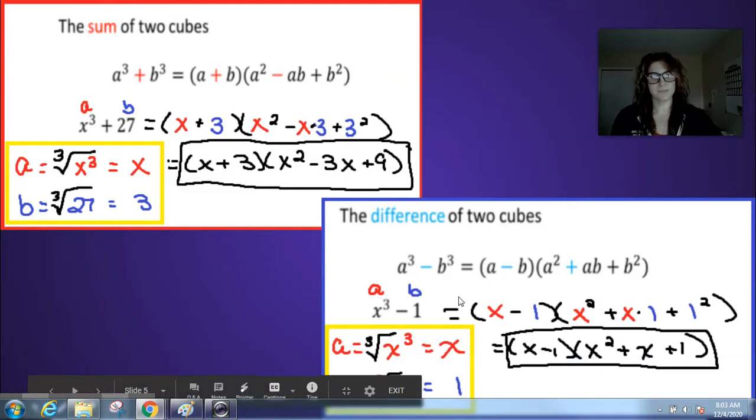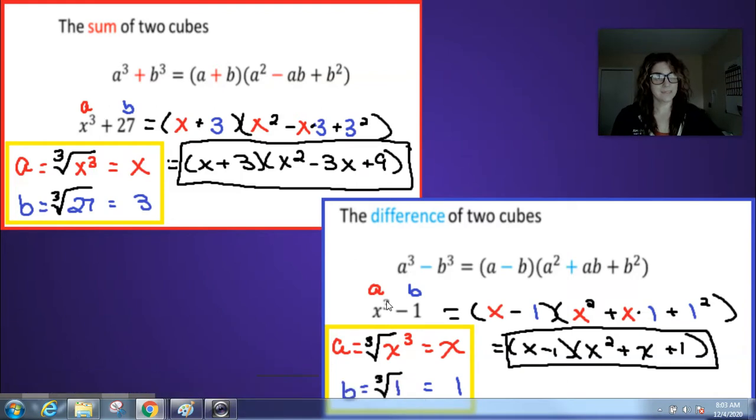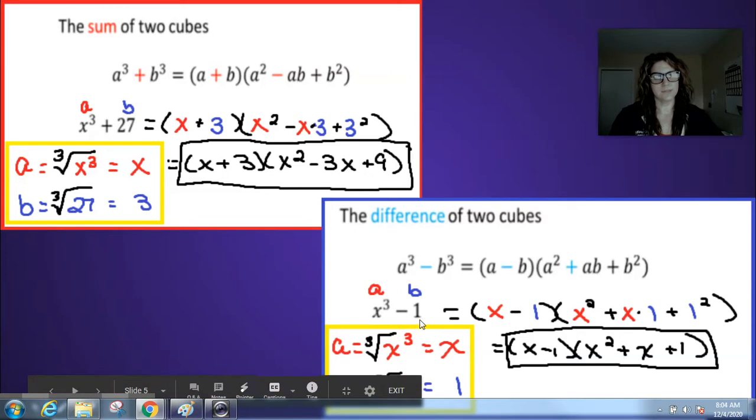Same thing with my difference of two cubes. Cube root of x cubed is x. Cube root of 1 is 1. And again, I'm not using the signs here because the signs are built into the formula. So I'm not going to take the signs into play since they're already built in. Okay, take your roots, subtract them because that was the operation in the original problem. And then again, square your first, square your last, product of the two in the middle.